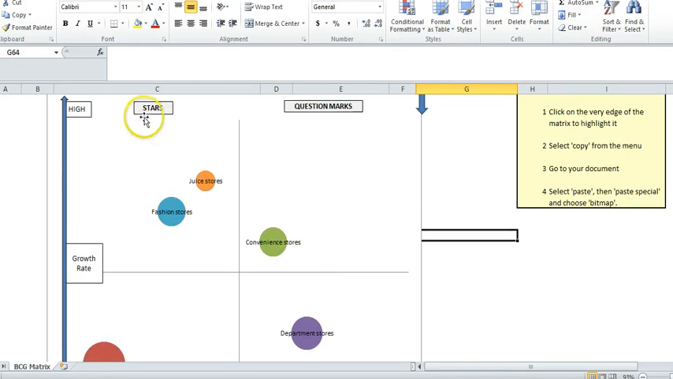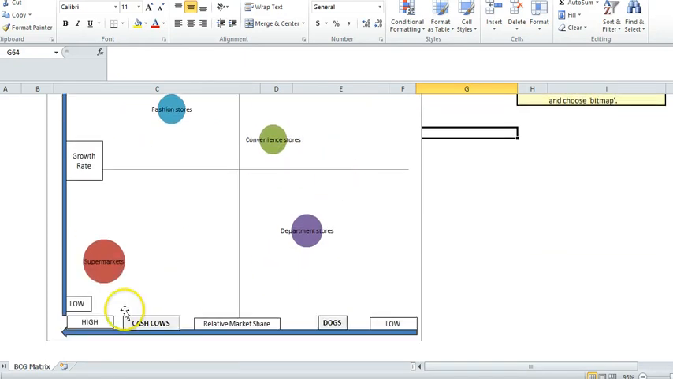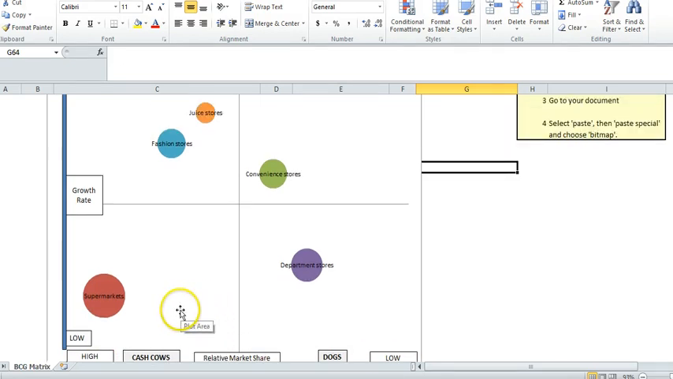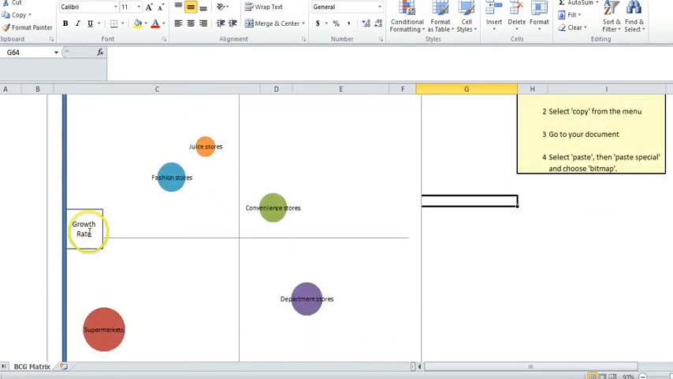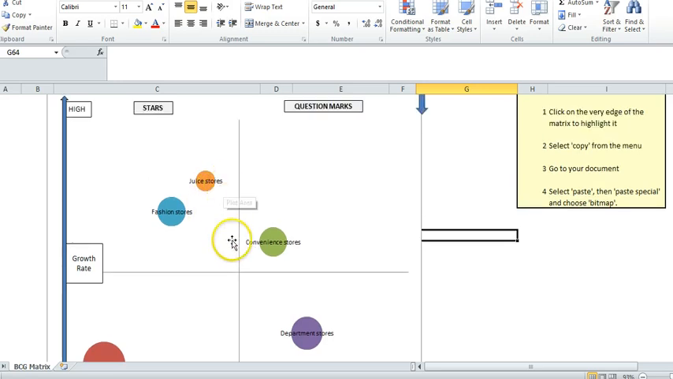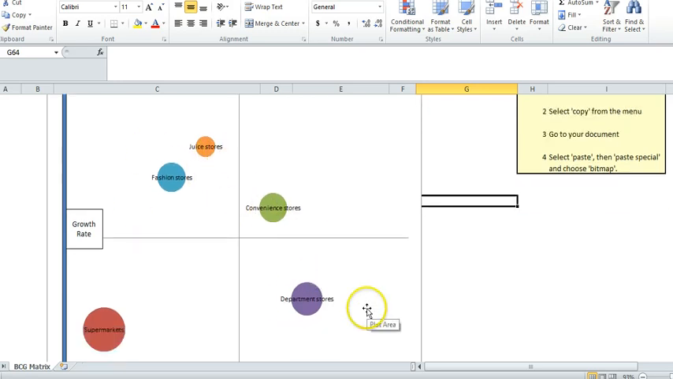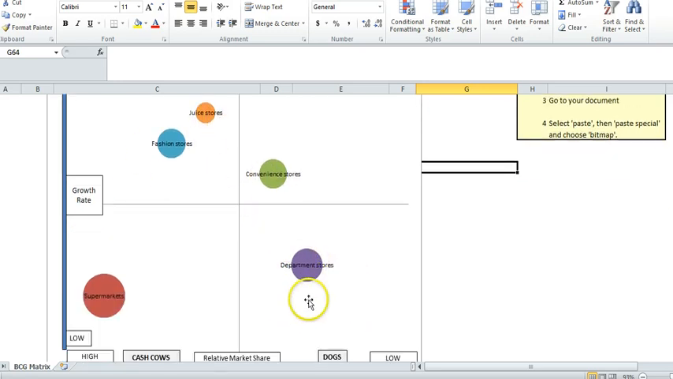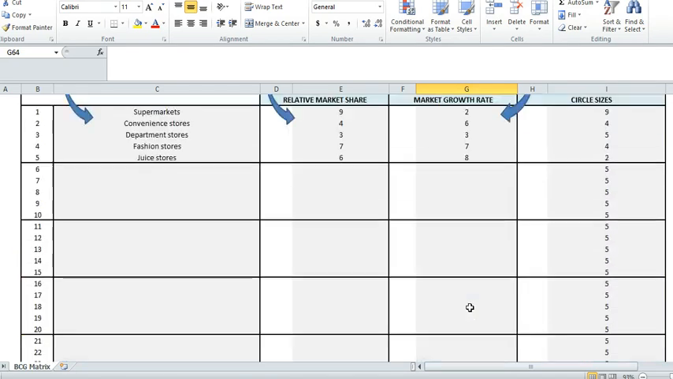You've got the 4 boxes: stars, question marks, cash cows and dogs. This gives you a little guide to high or low relative market share as you've defined it, and high and low growth rate, and it just plots in like this. So supermarkets was the biggest circle, juices was the smallest, so we've got a couple of stars, a question mark, a dog having relatively low market share in a mature market, and our cash cow over there. So basically that's it.